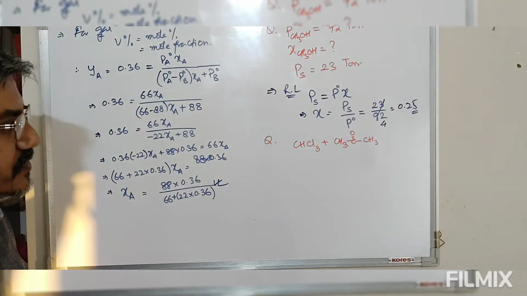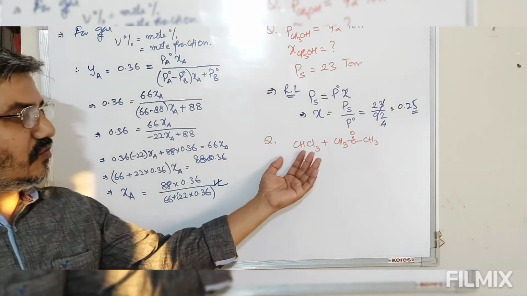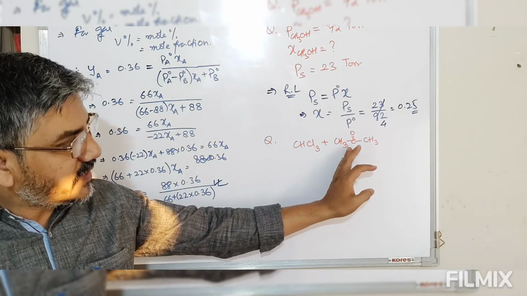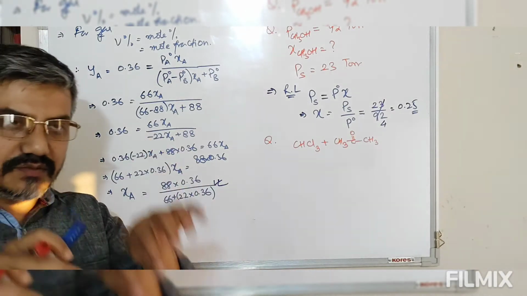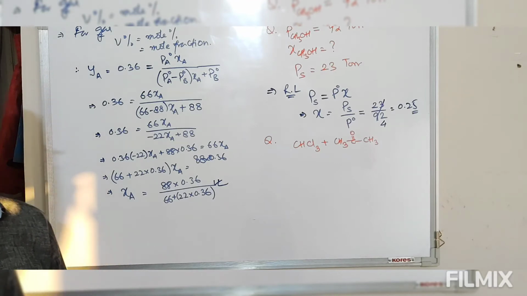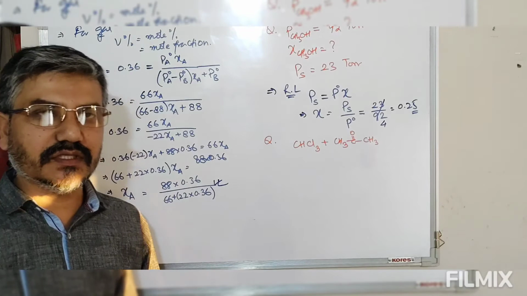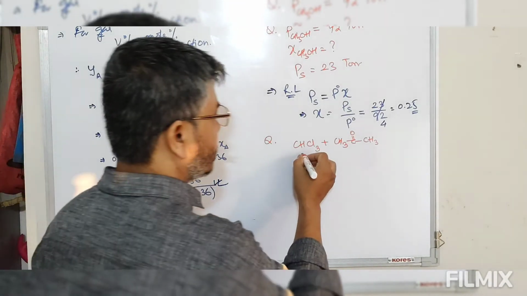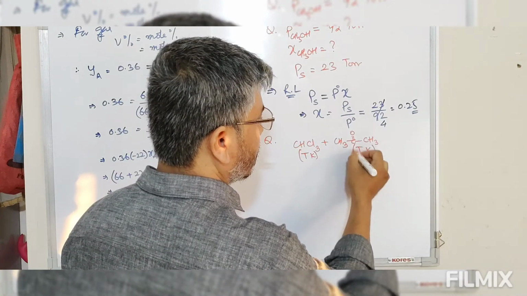Now we are having a solution of chloroform and acetone. Initially chloroform was maintained at some temperature T, and this acetone was also maintained at temperature T. Now after mixing these two, what will be the temperature? Both were at T Kelvin.